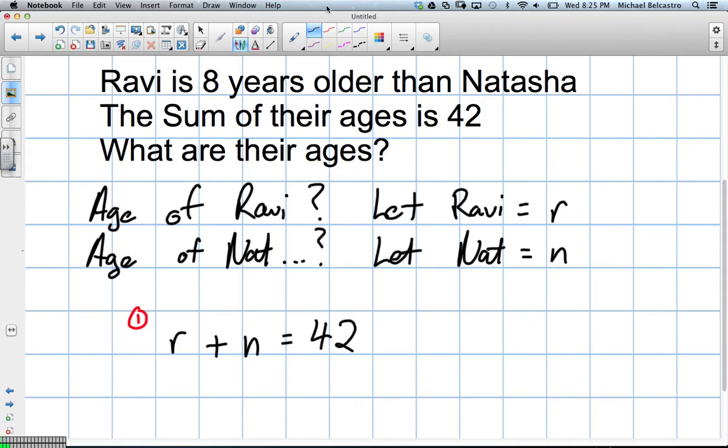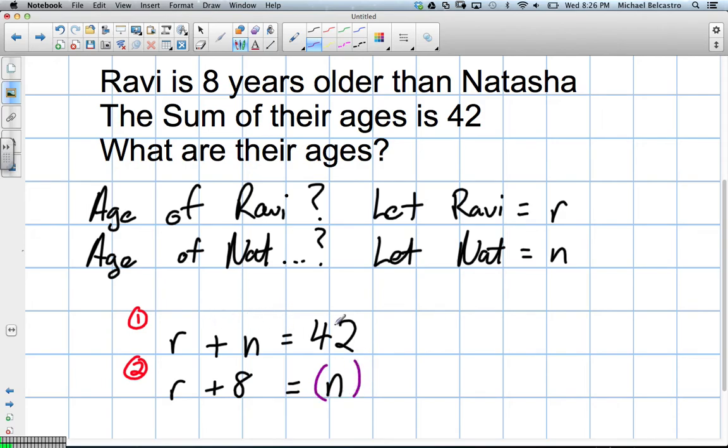Okay. Our other equation is Ravi and Natasha's age. We know Natasha's age, N, is equal to something. What's it equal to? How is it related to Ravi's? Because 8 years older. So Ravi, what? Plus or minus or times or divided 8? Yeah, Ravi plus 8 is equal to Natasha's age, right?